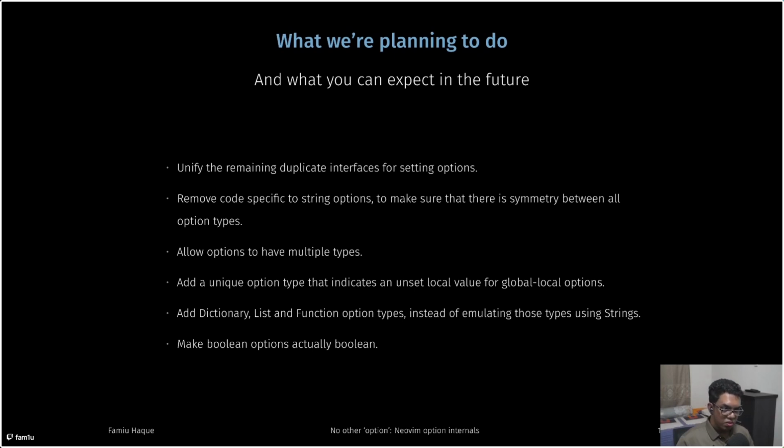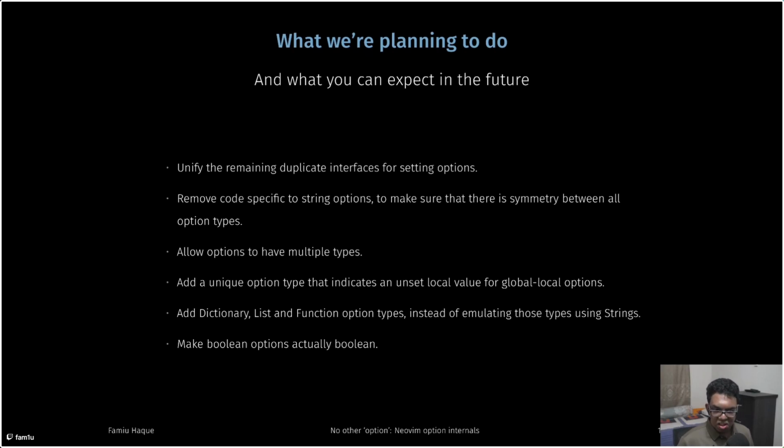This is the most interesting one in my opinion. I want to allow options to have multiple types. So right now an option can only have a single type. The problem with that is, remember when I talked about unset values for options? That can't be done if we only have a single type. So this ties right into the next point, which is add a unique option type that indicates an unset local value for global local options. Do you see where this is moving? I want to add dictionary, list and function option types instead of emulating those types using strings.